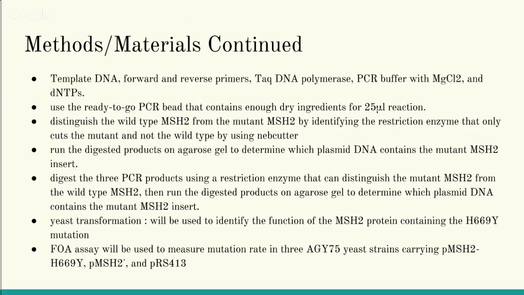We will also continue this experiment by doing yeast transformation, which will be used to identify the function of the MSH2 protein containing the H669Y, which was our mutation. We will also be using the FOA assay, which will be used to measure mutation rate in 3AGY75 yeast strains.